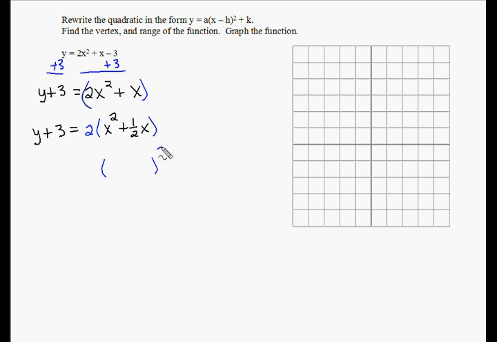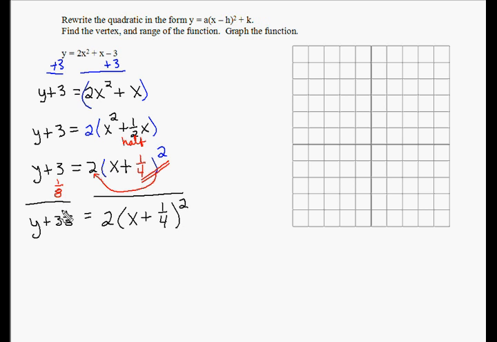Our next step is to try and complete the square. So we have our y plus 3 is equal to, and the 2 stays here. The x comes down. The plus sign comes down. And half of this coefficient comes down. And half of a half is a fourth. Now we're going to square that fourth. 1/4 squared is 1/16. And we're going to multiply it by the leading coefficient. 1/16 times 2 is 1/8. So we now have y plus 3 1/8 is equal to 2 times x plus 1/4, the quantity squared.